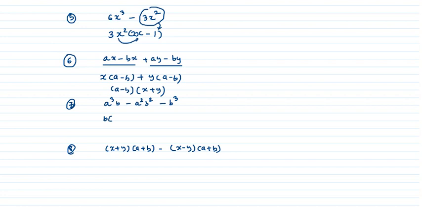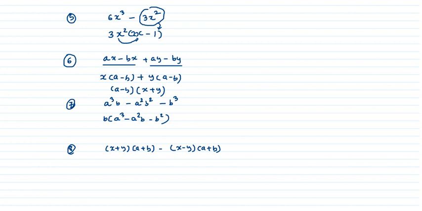See, from this term what I am left with is a cube. From this term, if I take b common, then a square and then b. Minus b cube, if I take b common, then I am left with b square. That's it. So this is your factor.